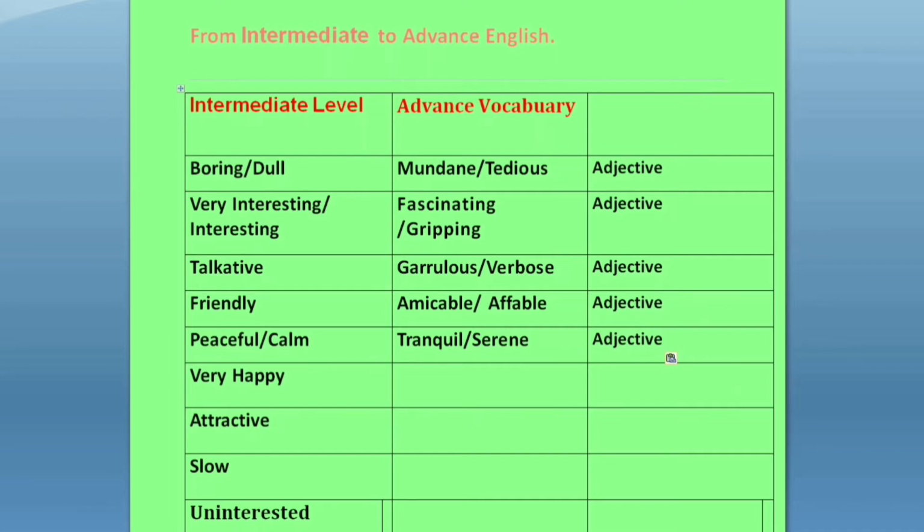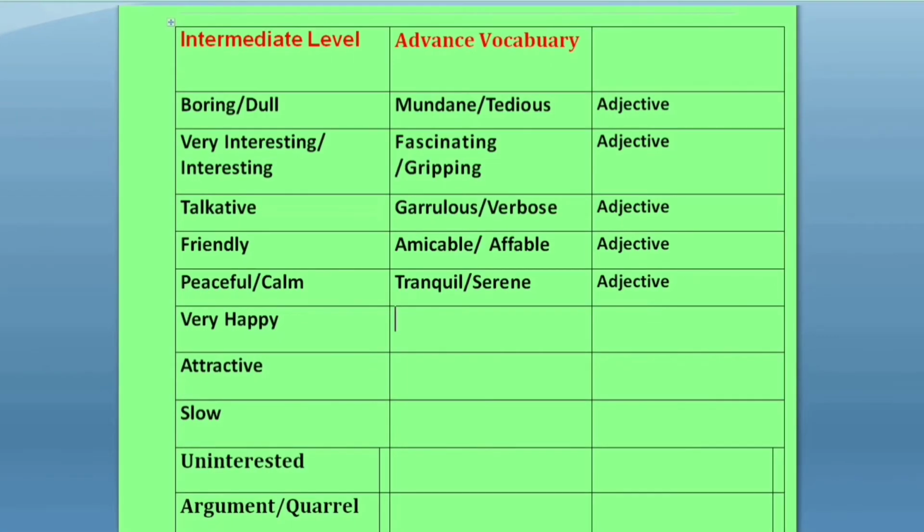Tranquil and serene. So the next word which we have, as you see, is happy, and most of the time we use the word very before that. We say very happy. So instead of that, you can use blissful. Okay, blissful. Let me pronounce it once again. Another option is ecstatic. Instead of blissful, you can also use the term ecstatic. Okay, so blissful is also an adjective and ecstatic is also an adjective. So you can use blissful instead of very happy, and you can use ecstatic also.